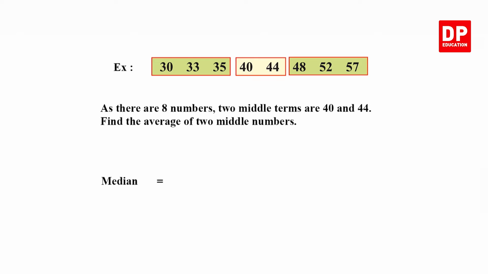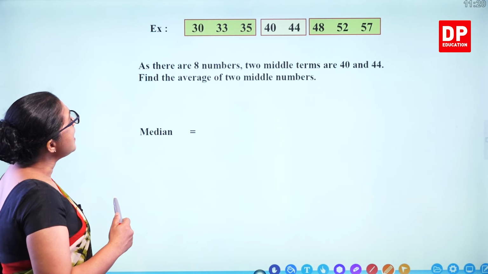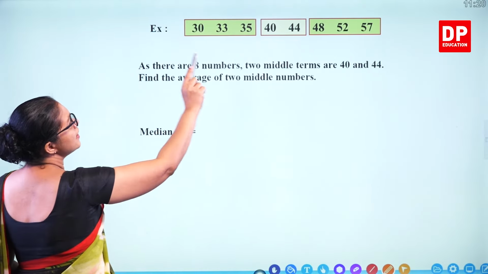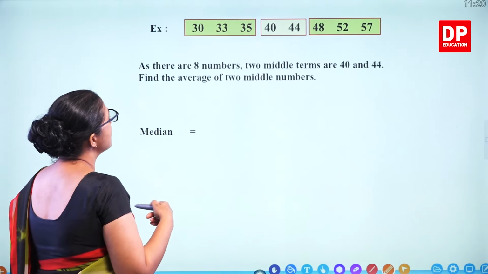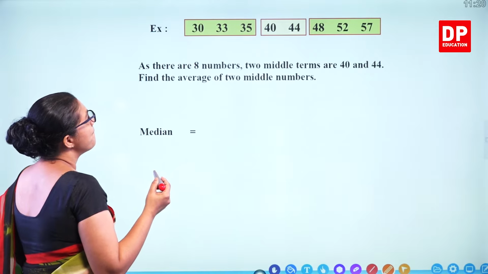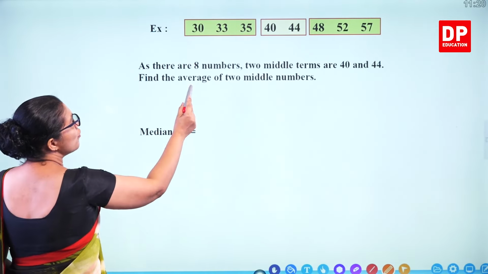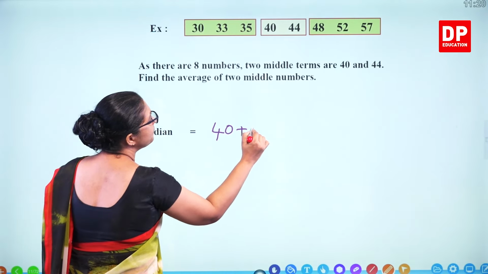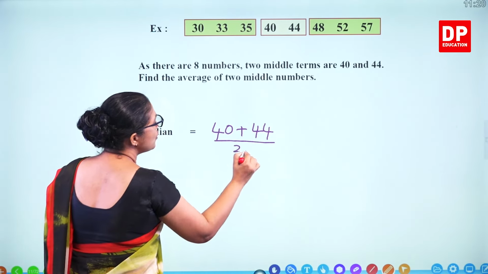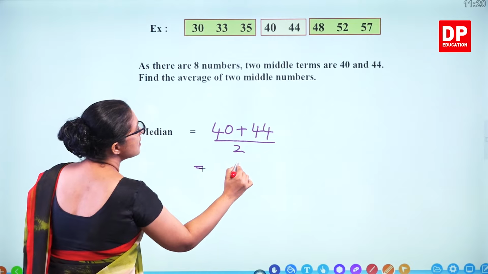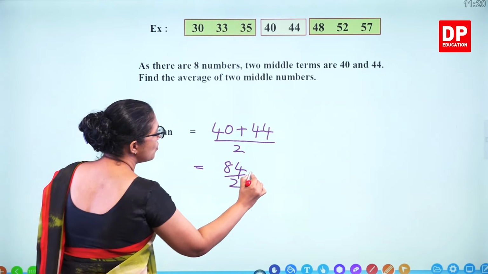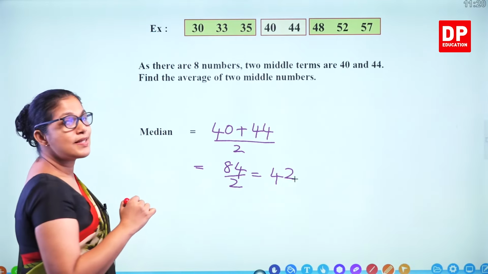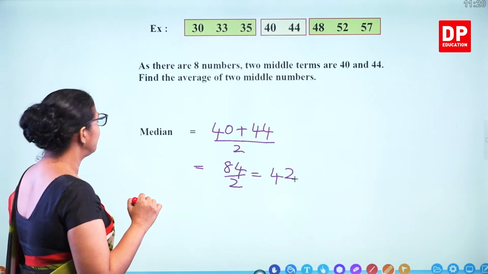Look at this data set. There are 8 numbers, so that means there are 2 middle numbers. 3 here, 3 here. So you get 2 middle numbers. You take the sum and divide by 2. We call it the average of the 2 middle numbers. 40 plus 44 divided by 2. So you get 84 divided by 2. That's 42. 42 is the median value.